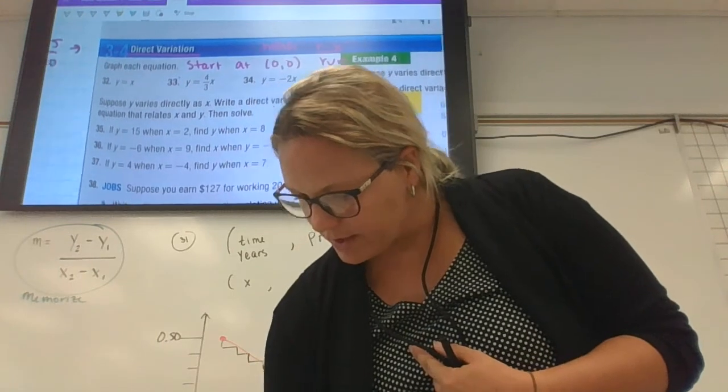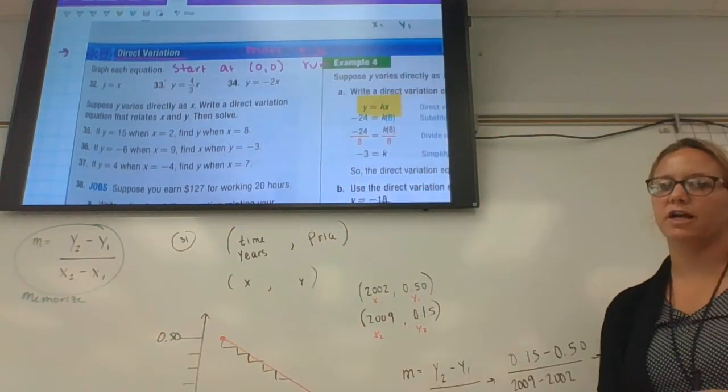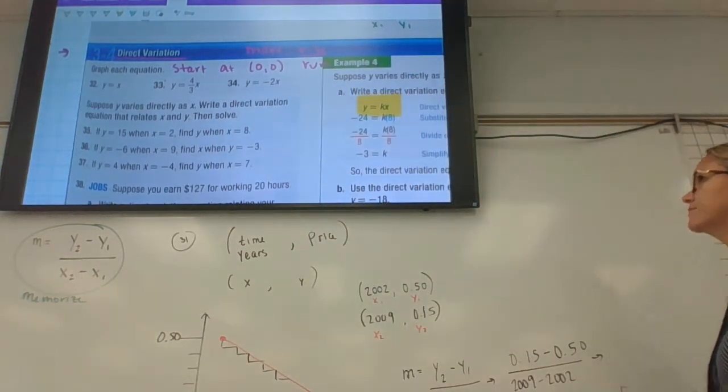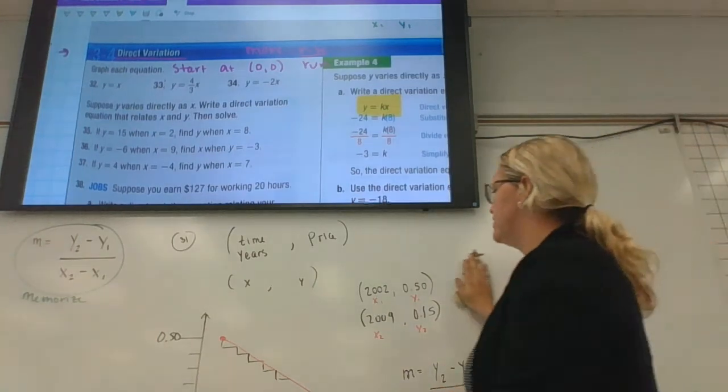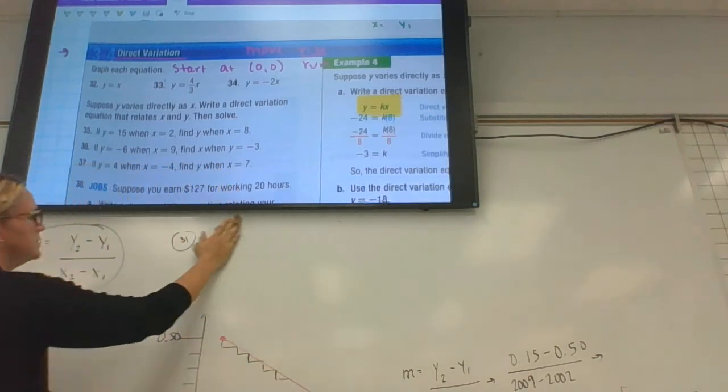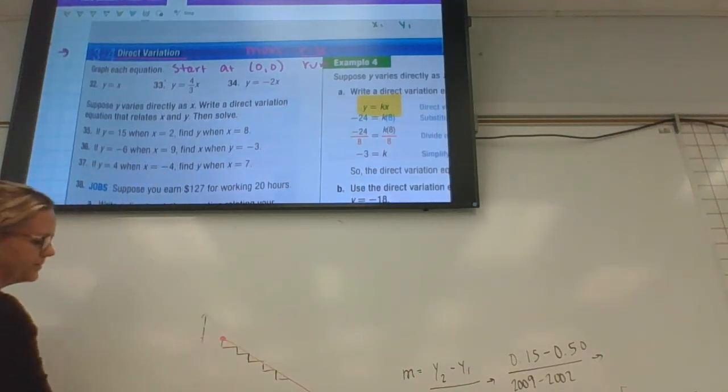All right, next one. So we're moving from rate of change to direct variation. We spent a week on direct variation, a week on rate of change, and now we have to remember all of these topics together at the same time.